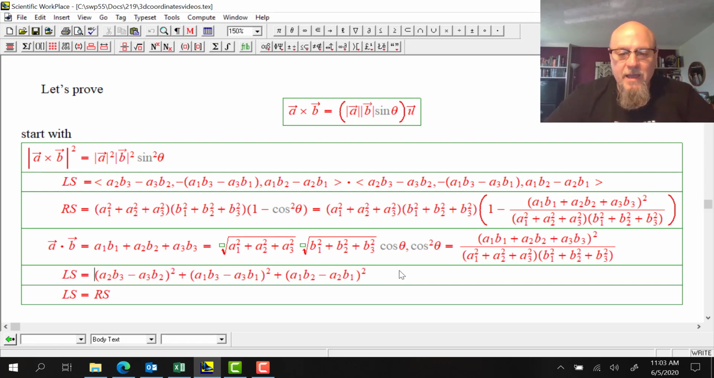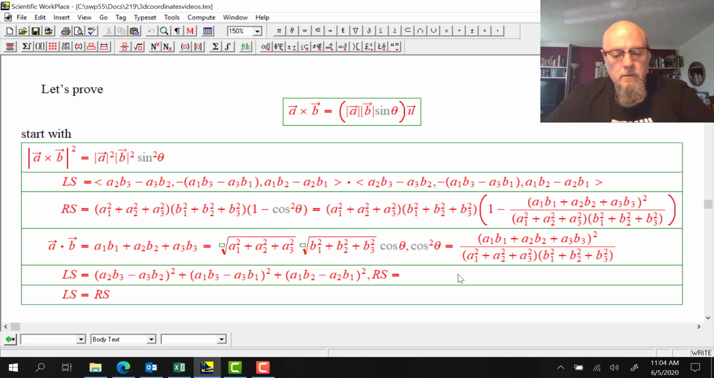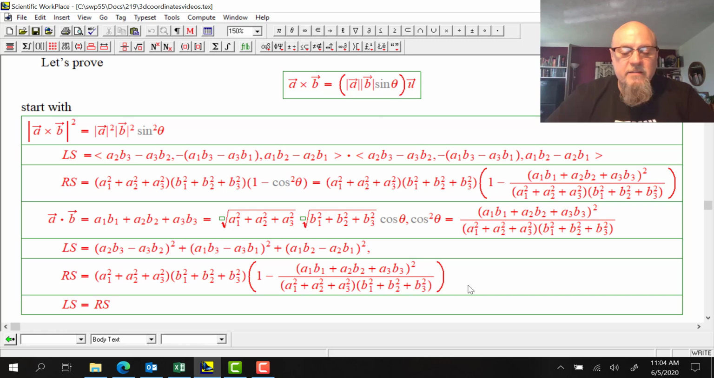So that's the left side. Expand this all out. The right side is equal to, I already have this piece here. Expand both sides out and show that left side equals right side.